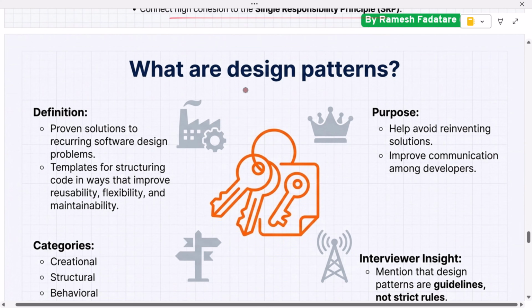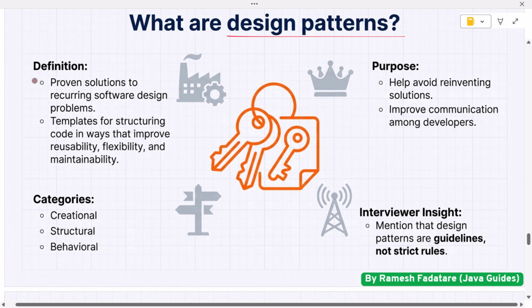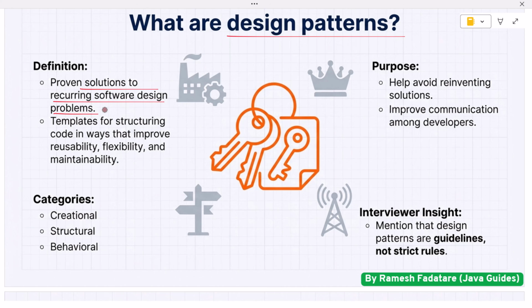Next, what are design patterns? Design patterns are proven solutions to recurring software design problems. They provide templates for structuring code in ways that improve reusability, flexibility, and maintainability. Patterns are divided into creational, structural, and behavioral categories. They help avoid reinventing solutions and improve communication among developers. Interviewers expect you to mention that design patterns are guidelines, not strict rules.